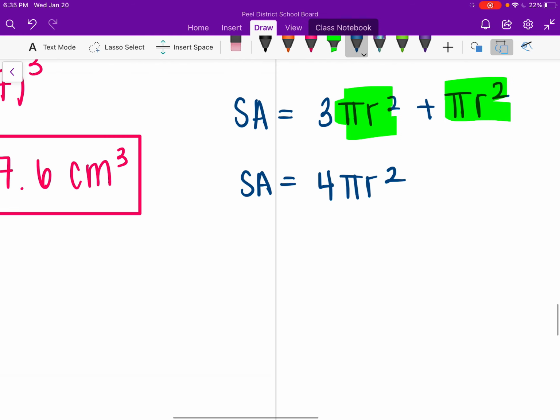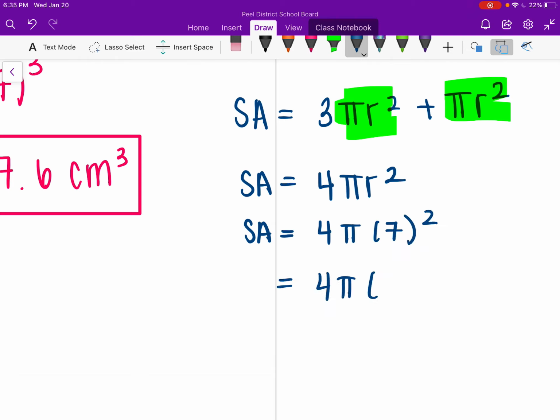So we didn't actually have to go through all of that, but I wanted to show you why it was still that formula. Okay, so then surface area is equal to 4 pi r squared, which is 4 pi times 7 squared, which is 49. I'm just going to put this into my calculator. As you're going through this, make sure that you can actually put it into your calculator and that you're getting the right answer. So I have 4 pi times 49, which is going to give me 615.8 centimeters squared.